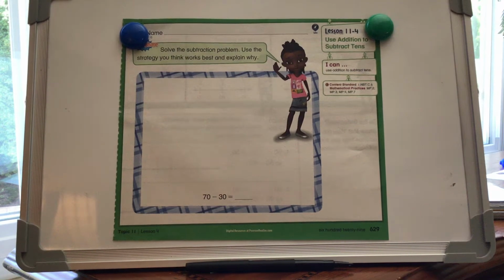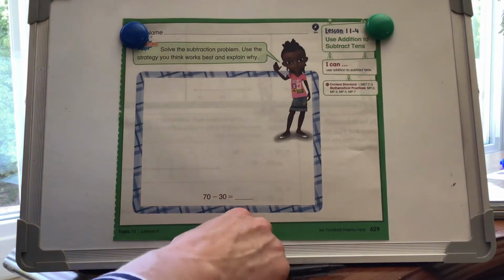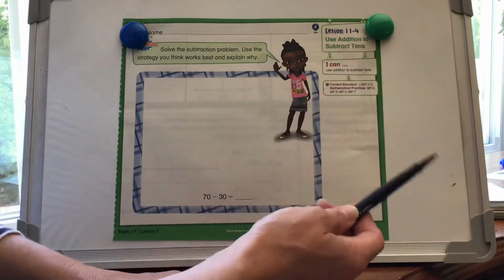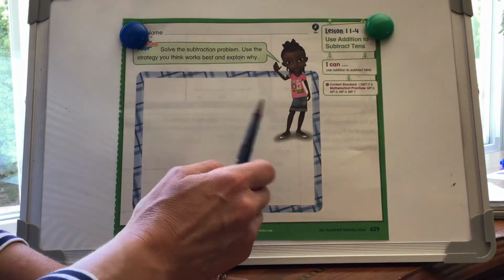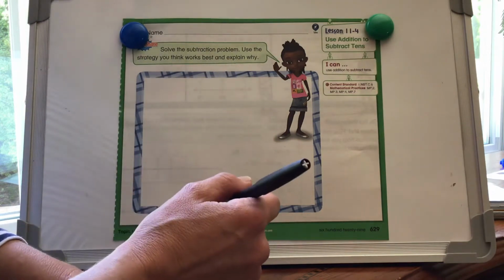Right, this is lesson 11-4 for first grade. We're going to be using addition to subtract. So let's take a look at this. Solve the subtraction problem. Use the strategy you think works best and explain why.